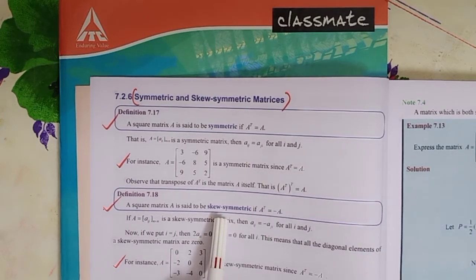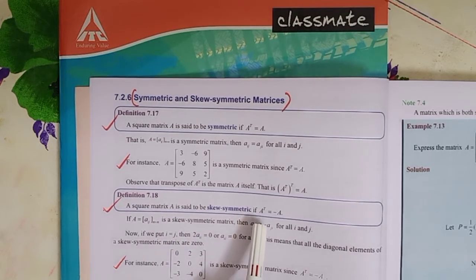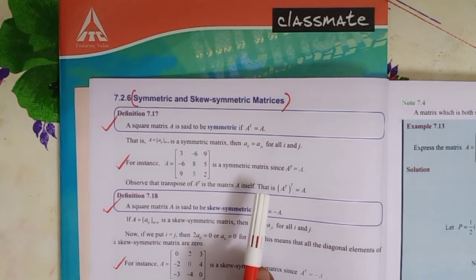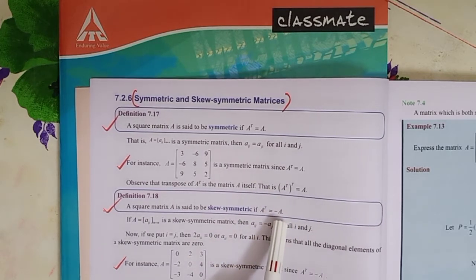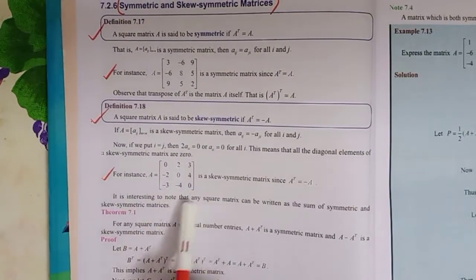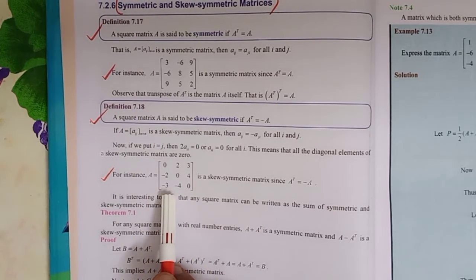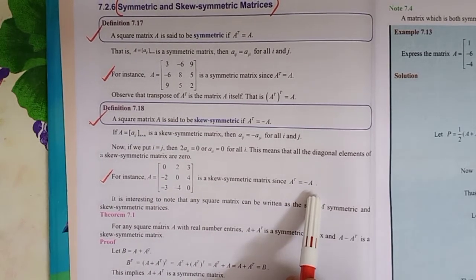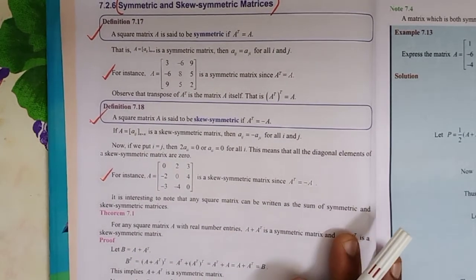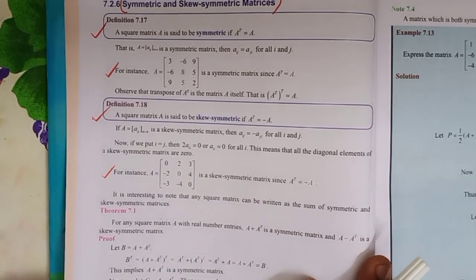Next one is a skew symmetric matrix. A matrix A is said to be skew symmetric if A transpose is equal to minus A. If it is plus A, that is symmetric. If it is minus A, that is called a skew symmetric matrix. Now look at the example here. We have the matrix A. If you find A transpose, that will be equal to minus A. So it is an example of a skew symmetric matrix. So definitions, properties and all over. Now we can get into the exercise 7.1.